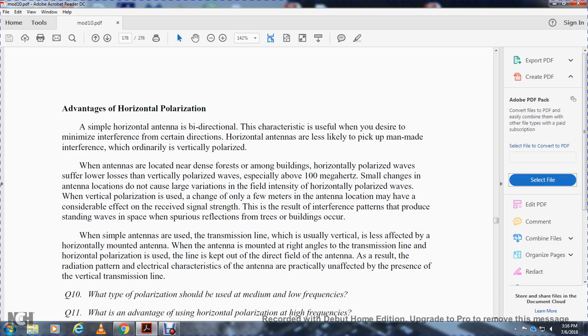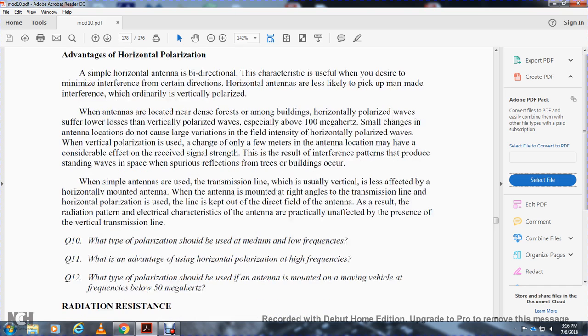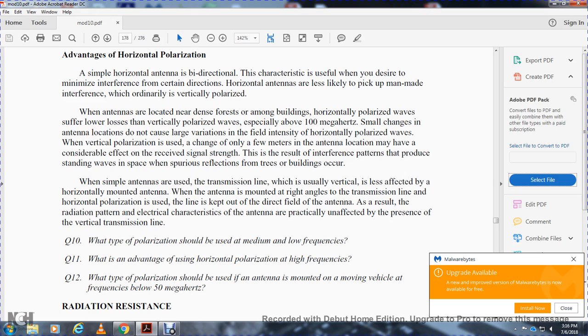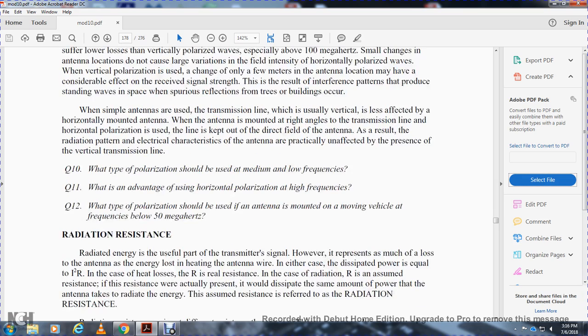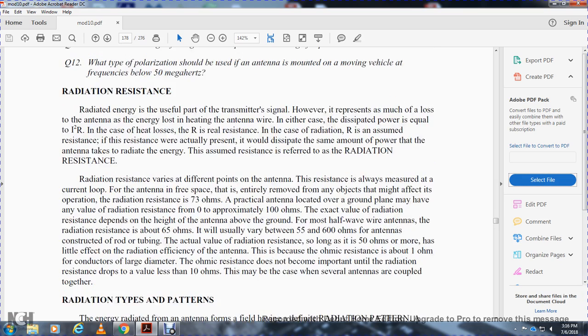This is the result of interference patterns produced by the same wave within space, with wind and spurious reflections from trees and buildings. Simpler antennas with either transmission line are used: the vertical is less affected by the horizontal mount of the antenna. The antenna is bound at a right angle to the transmission line, and with horizontal polarization the line is kept out of the direction of the field of the antenna. As a result, the radiation pattern and electrical character of the antenna are particularly unaffected by the presence of the vertical transmission line.